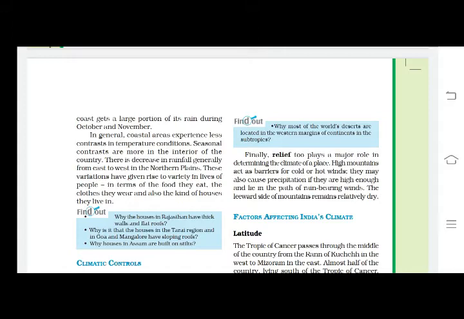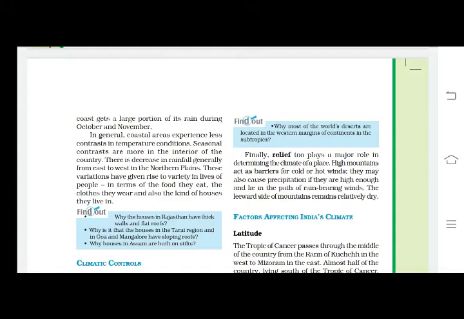And finally, we have relief, which also plays an important role in determining the climate of a place. Higher mountains act as barriers for cold and hot winds. Okay, the higher mountains we are talking about, the mountains which have more height, act as barriers for cold or hot winds. The winds which are coming, the mountain acts as a barrier. They may also cause precipitation if they are high enough and lie in the path of rain bearing winds. The leeward side of mountains remains relatively dry.